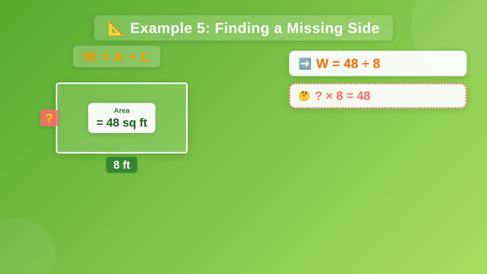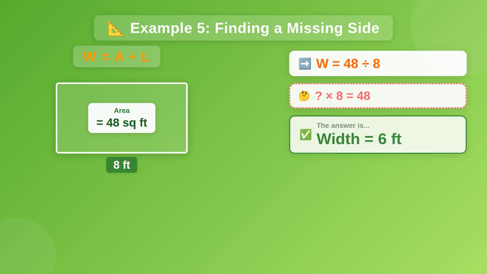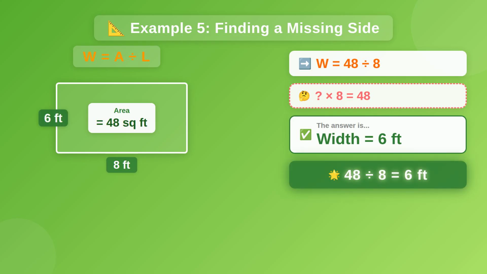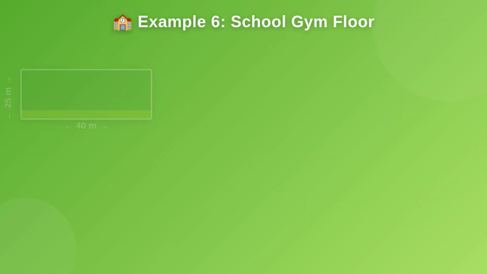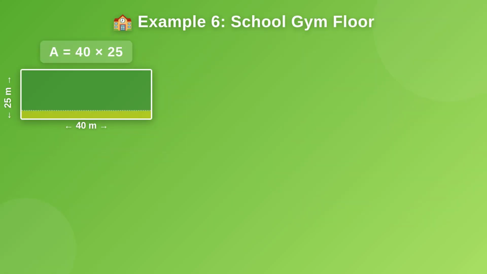Here is a challenge Maya faced on her homework. What if you know the area but need to find a missing side? The area of a rectangle is 48 square feet and the length is 8 feet. What's the width? We rearrange our formula. W equals A divided by L. So W equals 48 divided by 8. What number times 8 gives us 48? That's 6. So the width is 6 feet. Maya learned that area problems work in reverse too. Division is just multiplication going backwards. So cool.